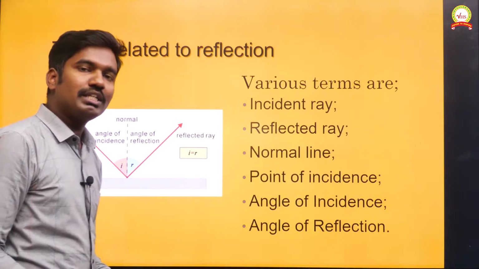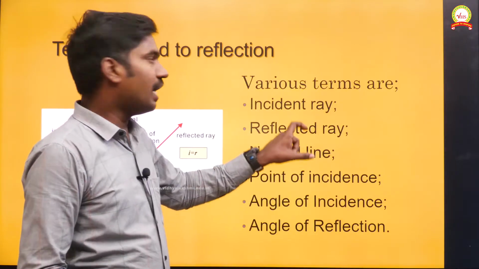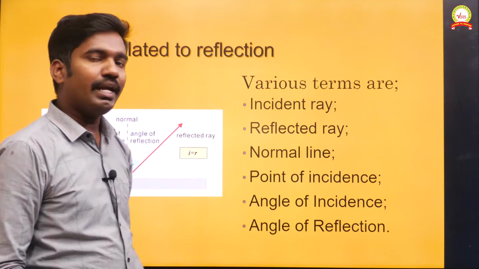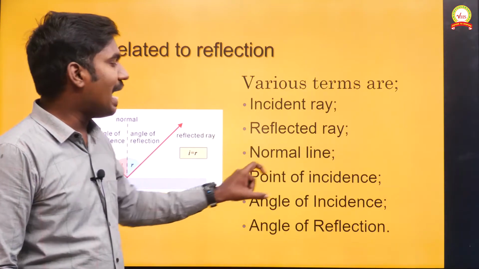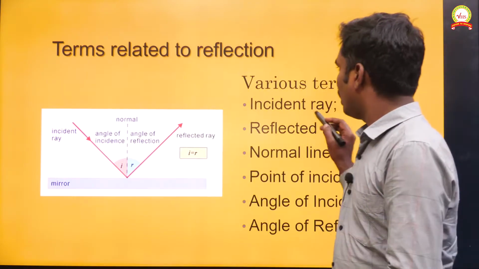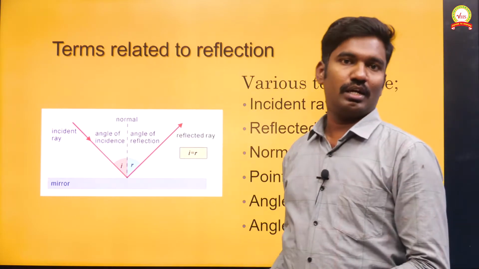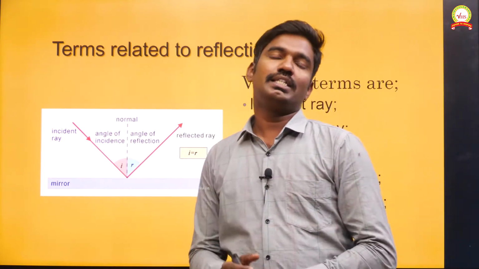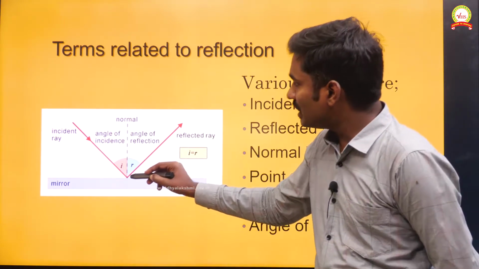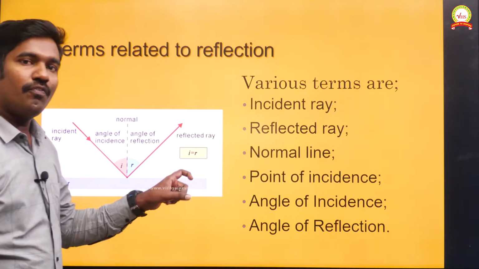Next one, what are the various terms related to reflection? The various terms are the incident ray, reflected ray, normal line, point of incidence, angle of incidence and then angle of reflection. So what is the meaning of the word incident ray? The ray which is going towards the mirror is called the incident ray. And what is the meaning of the word reflected ray? The ray which is coming outwards from the mirror is called the reflected ray.